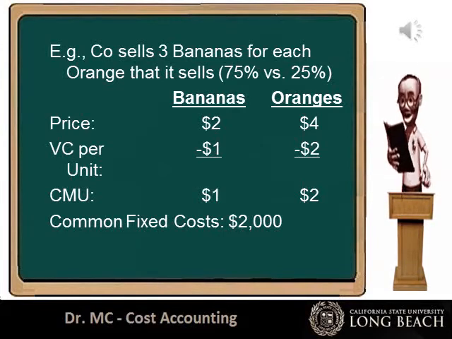Moreover, assume that each banana sells for $2 and that its variable cost per unit is $1, giving you a contribution margin per unit of $1. In addition, assume that each orange sells for $4 and that its variable cost per unit is $2, giving you a contribution margin per unit of $2. Also assume that the firm's fixed costs are $2,000.